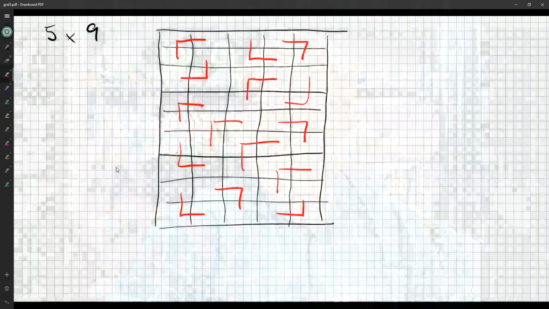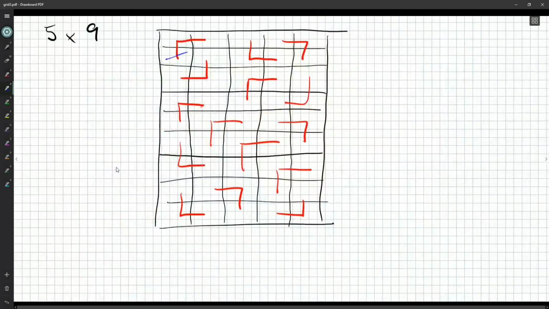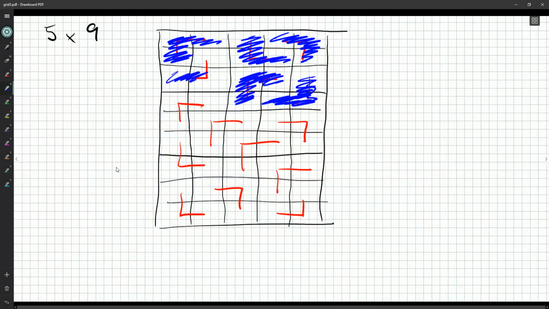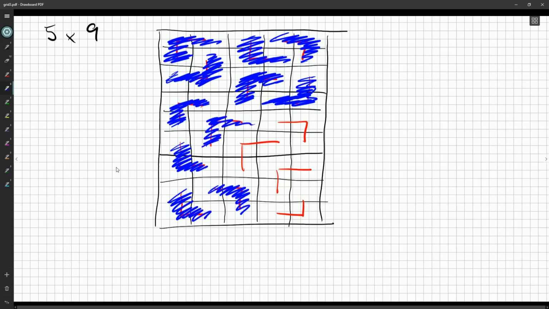Let me just double check and make sure this is actually right. Let's shade things in blue. So that's one. That's one. That's fine. I'm just doing it so it's thicker so that I can really see that no square is left unshaded. I've got 5 there, 6, 7, 8, 9, 10, 11, 12, 13, 14, 15. All right, we did it. So a 5 by 9 tiling can occur.